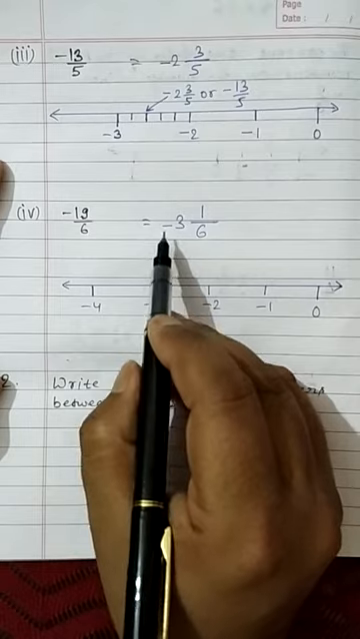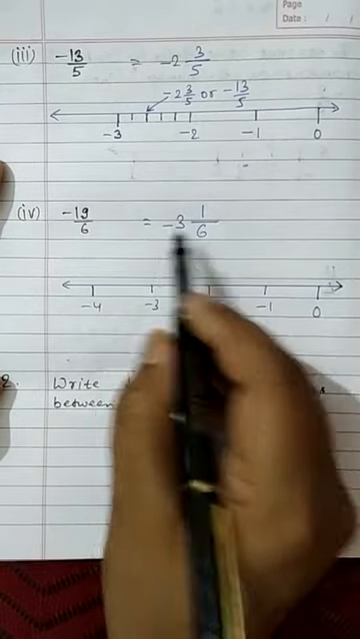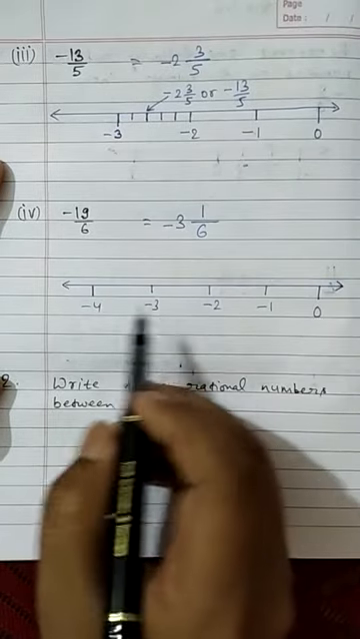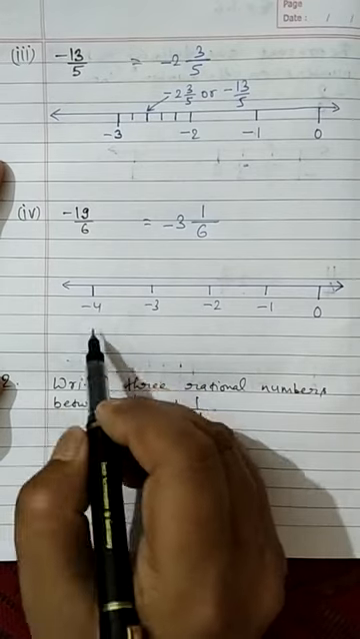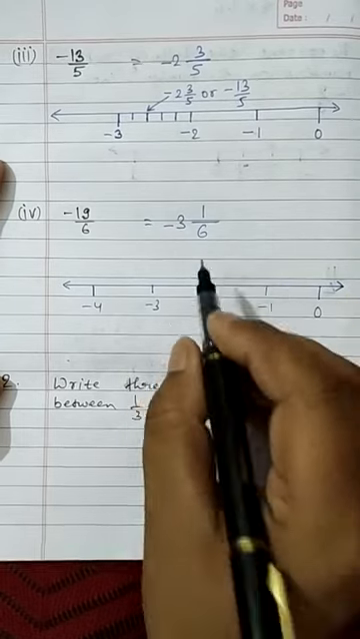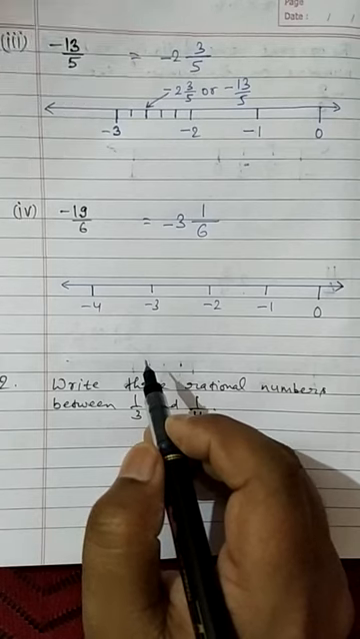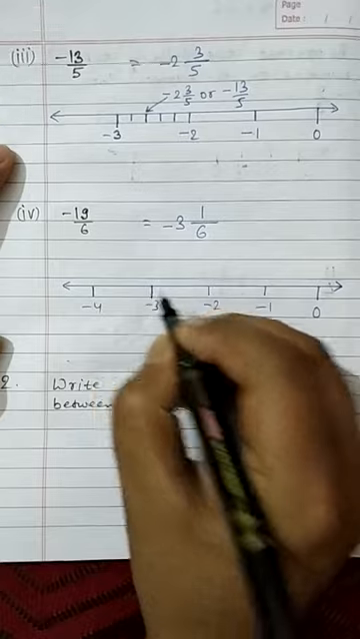It is minus 3 and 1 upon 6. So after minus 3 we have to construct this 1 upon 6. So this is represented between minus 3 and minus 4. Now denominator has 6, so we have to mark here 1 less tick. So we will mark here 5 equal ticks between minus 3 and minus 4.